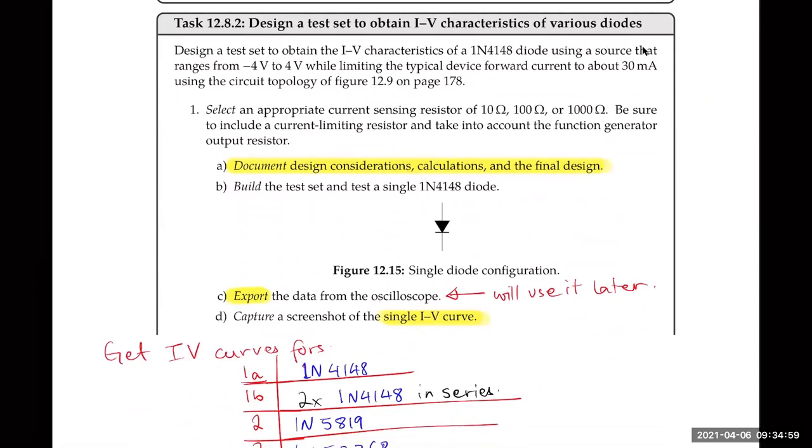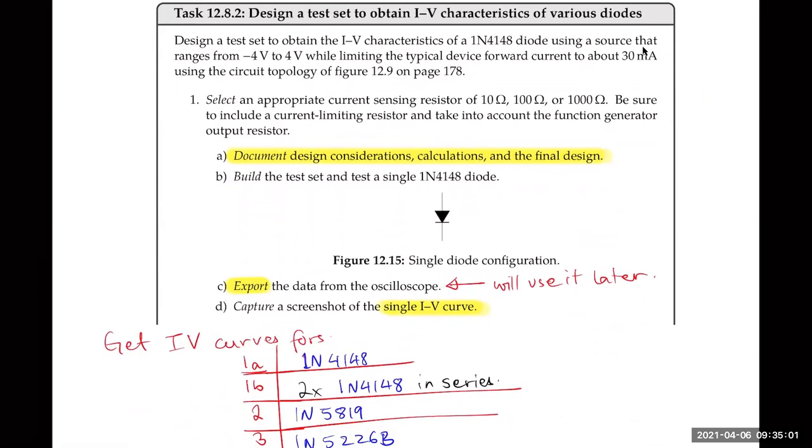Okay, so task 2 is, first of all, to design a test set, and then to obtain IV characteristics for 3 different diodes. So the design is part of the task, and as such you must document all of your design considerations and calculations and what you end up with for the final design. This must be well documented and well presented in your write-up.